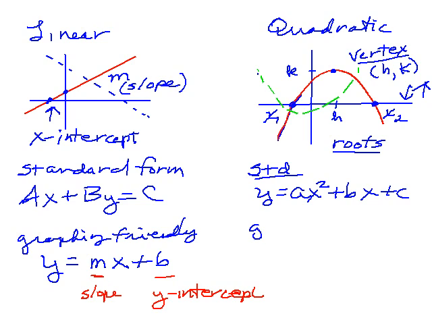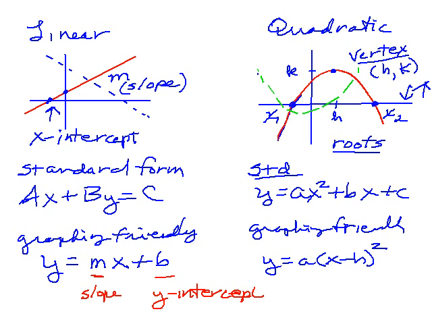It can also be written in a graphing-friendly form, and the graphing-friendly form looks like this: y equals a(x minus h) squared plus k. The reason I call this graphing-friendly is because it immediately gives me information about the graph. It gives me the vertex. The H and K I want up here are coded right into the graphing-friendly form, and you get them, so to speak, for free, just like you get the slope and the y-intercept for free when you're working with a linear equation.